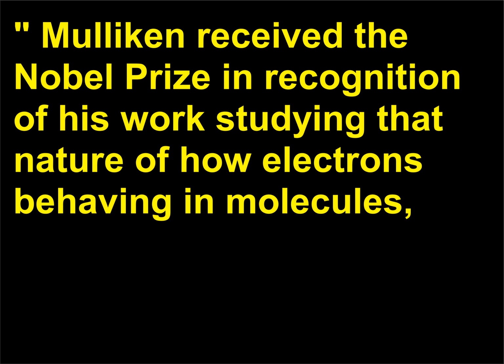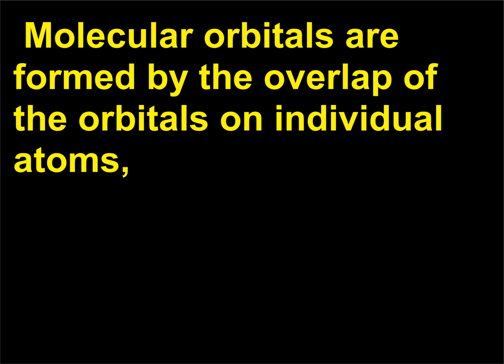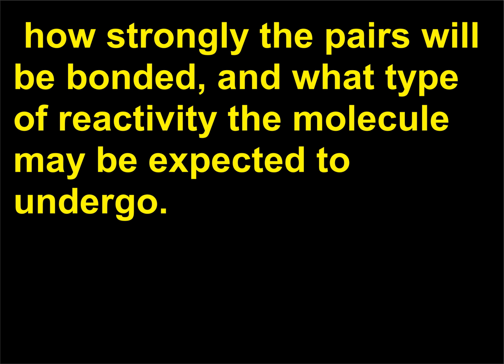Mulliken received the Nobel Prize in recognition of his work studying the nature of how electrons behave in molecules, in particular for the molecular orbital approach that he developed. Molecular orbitals are formed by the overlap of the orbitals on individual atoms, and these can be used to rationalize whether bonds will exist between pairs of atoms, how strongly the pairs will be bonded, and what type of reactivity the molecule may be expected to undergo.